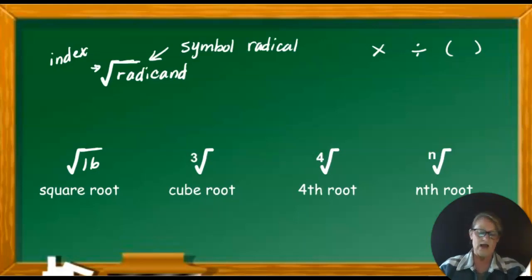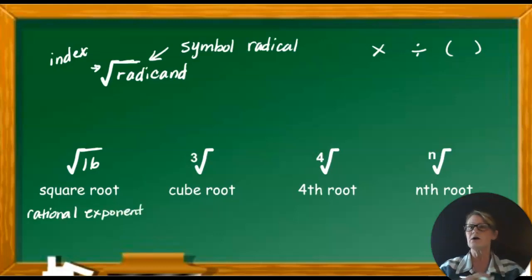Now I'm also going to share with you one of our vocabulary words, which is called rational exponents. Rational numbers are any numbers that you can write as a fraction. So when I say a rational exponent, what I really mean is that we're going to be writing it as a fraction.